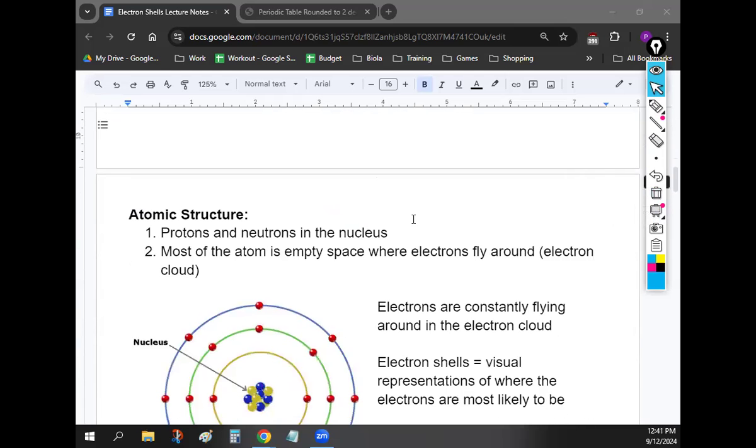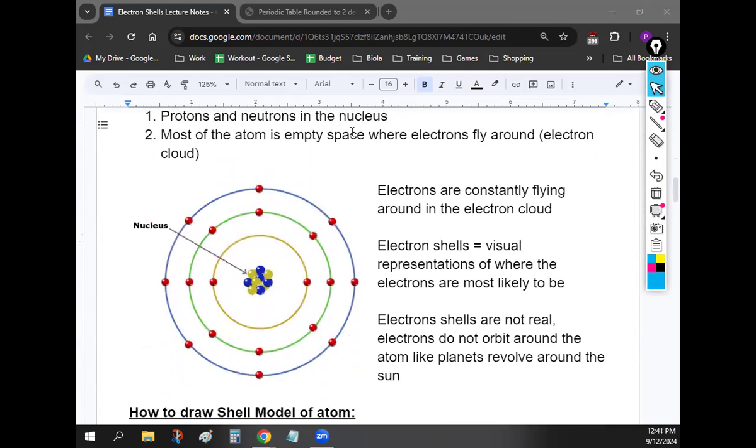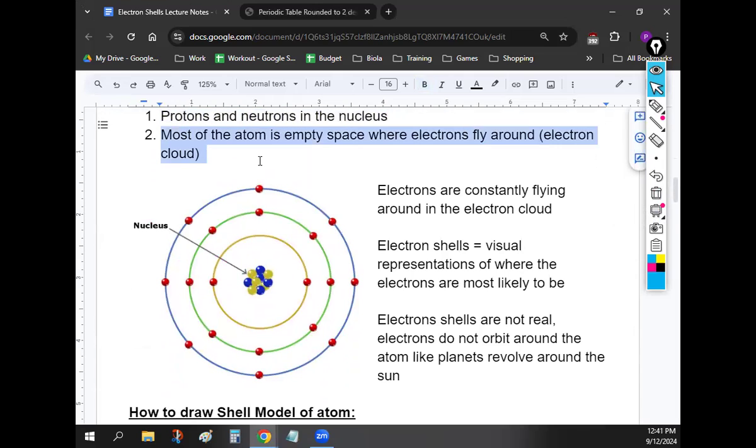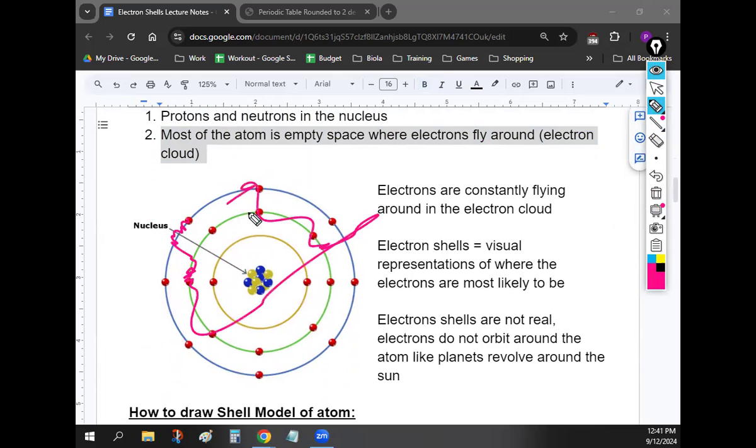All right. So we've talked about what atoms look like, right? Protons and neutrons go in the middle, and the electrons fly around the nucleus. Now, one thing you need to know about electrons is that they're not like planets that go around the sun in nice orbitals or shapes. If we visualize what it looks like in reality, electrons kind of do something like this. They fly around in a random pattern. We call this the electron cloud.